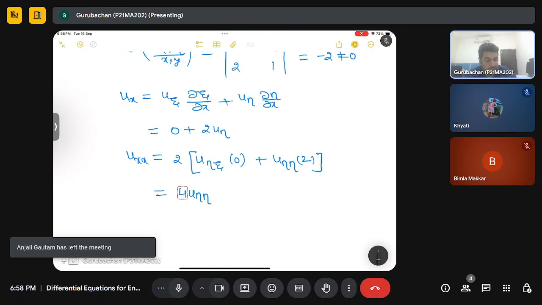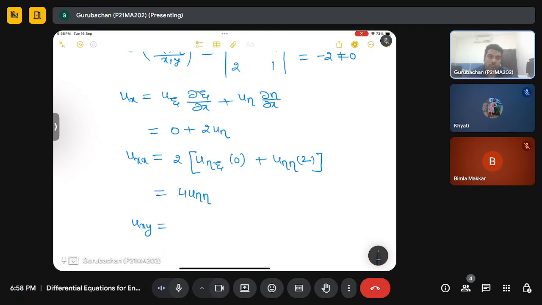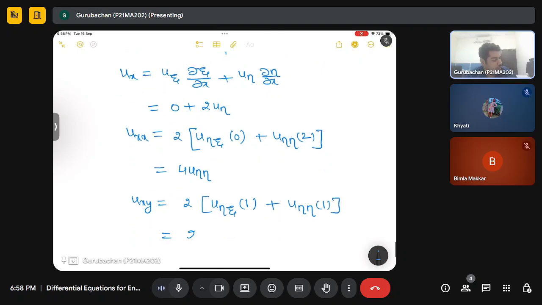Now we have to calculate uxy, and there is no term of uy, so we don't need to calculate that. So for uxy, we know the value of ux. Now we have to differentiate with respect to y. So 2 times, first of all, u eta xi, and xi with respect to y will give you 1 since xi equals y, plus next will be u eta eta, and this will again give you 1. So from here you will get the value of u xi eta plus 2 times u eta eta.